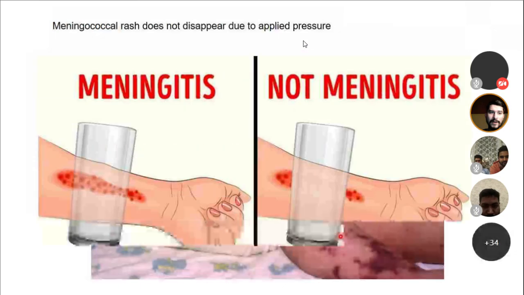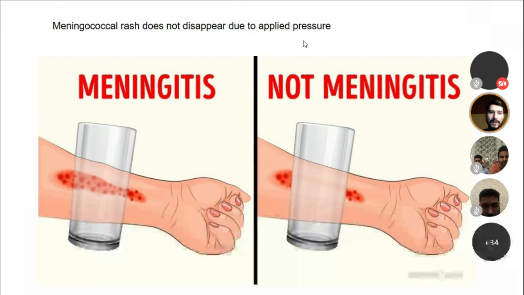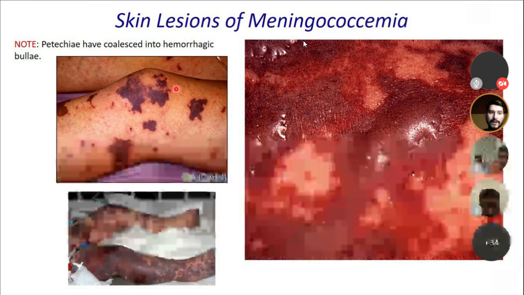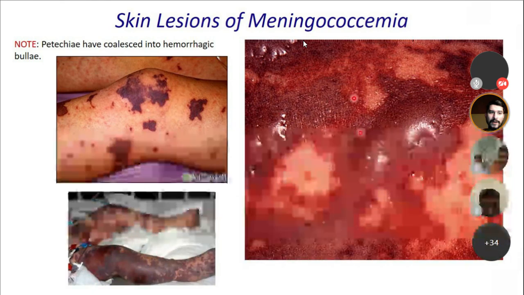Okay. All right. So what do you do? Number one thing, you take a glass, or you can do it with your finger. You press. If it's vasculitis, it will disappear. If it's meningitis, it will remain there. Okay, a simple test. Also, often the pathogenic rash may lead to the formation of bullae, hemorrhagic bullae. That's blood underneath the skin.